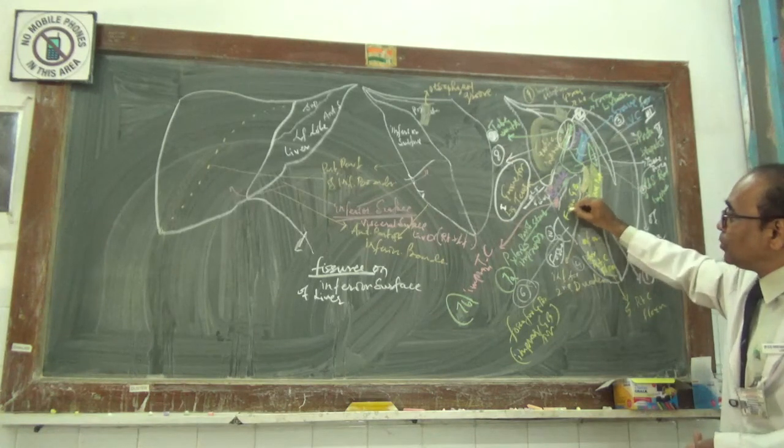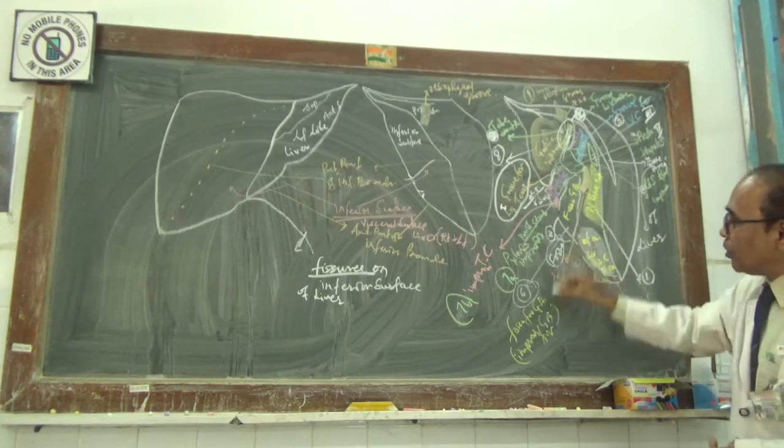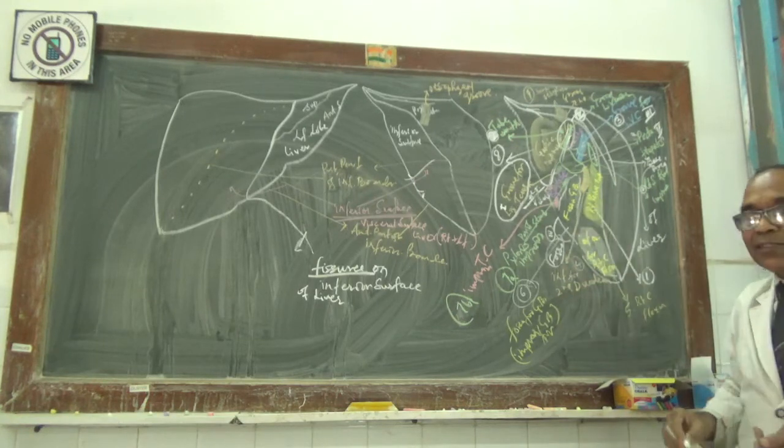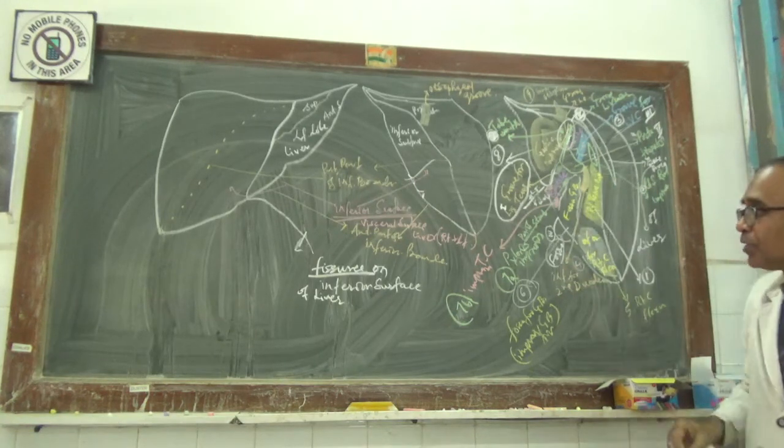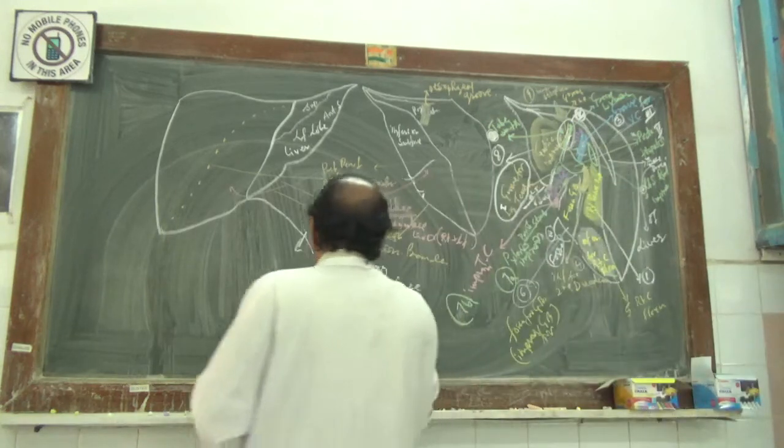Then you are going to have one more fossa or impression. That is the impression made by the fossa of the gallbladder. Now what is this?